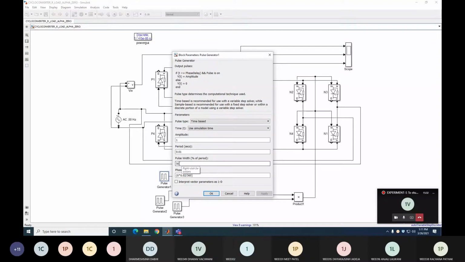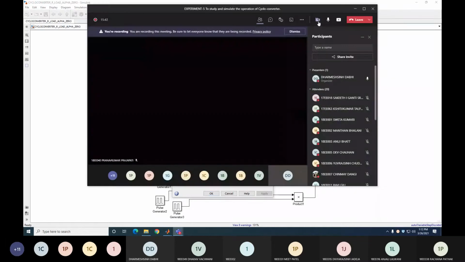Let's try to understand here by drawing the waveform. So I think you can easily understand it. So let's check here.